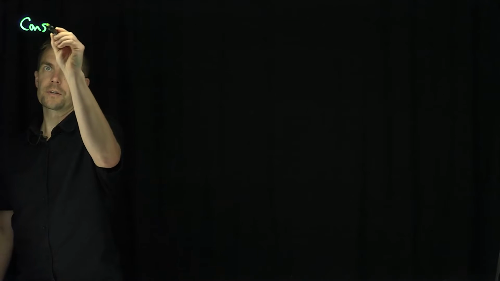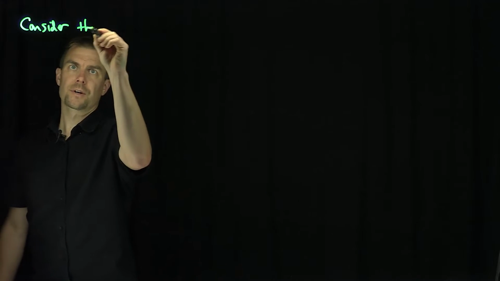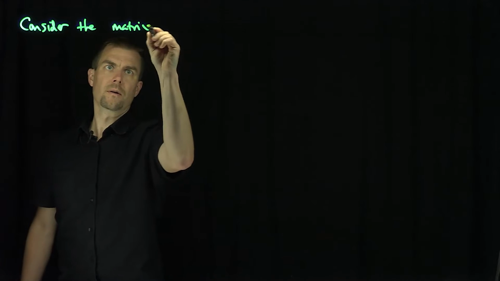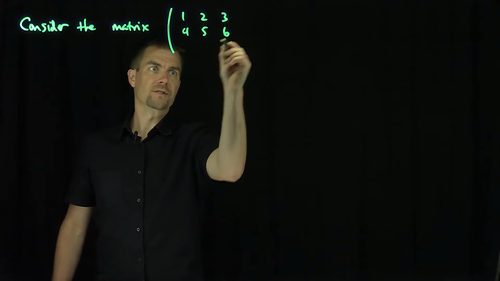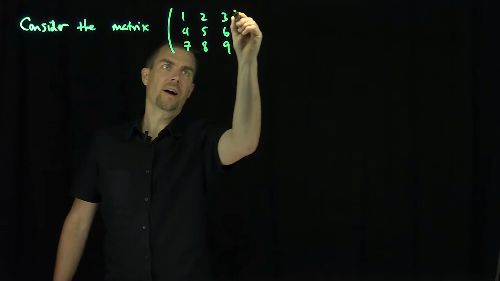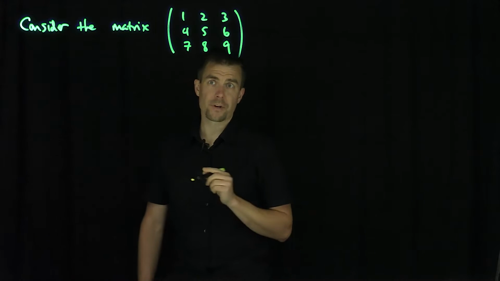Hello students, in this video we'll see an example of computing determinants whose elements form an arithmetic progression. Let's consider first a simple matrix. Consider the matrix 1, 2, 3, 4, 5, 6, 7, 8, 9. I claim that the determinant of this matrix is equal to 0.